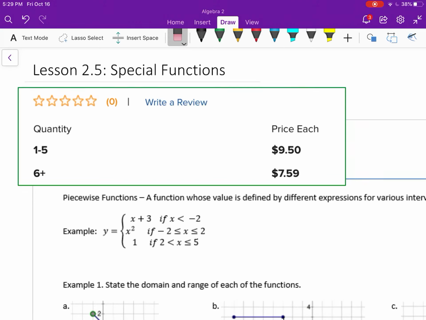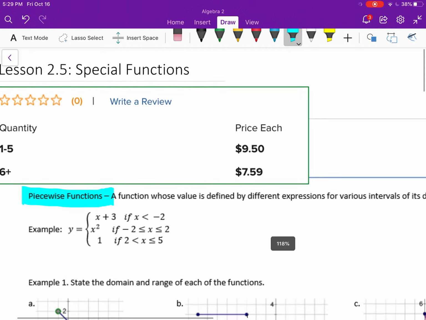We're going to take a look at lesson 2.5, which is entitled Special Functions. We're going to split this up into a few different parts. The first part is going to have to do with what are called piecewise functions. So you see that here. And we'll talk about that right now.